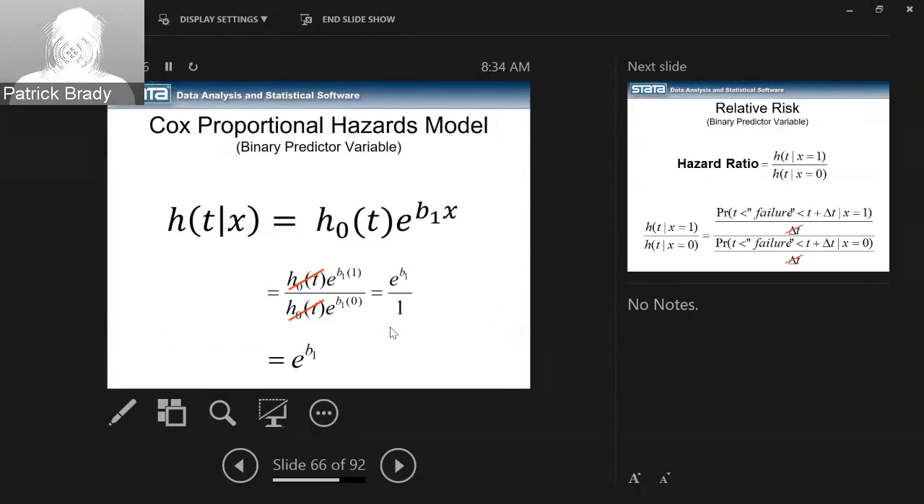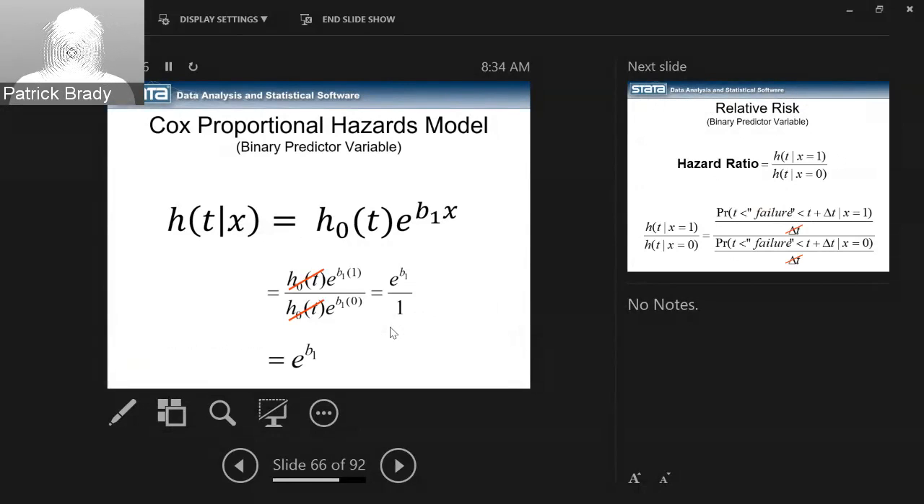So for instance, if I have the treated group and the untreated group, in the numerator I'm going to have the baseline hazard times e raised to the beta 1, whatever that coefficient is, times 1 if the person was treated. And in the denominator, it's going to be the same thing, but times 0 if the person is untreated, because it's a dummy variable, indicator variable.